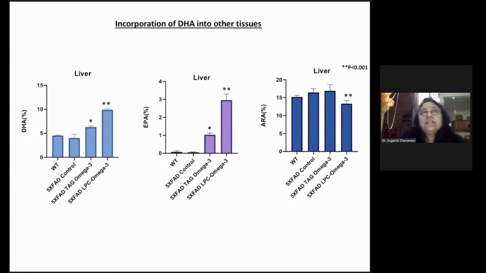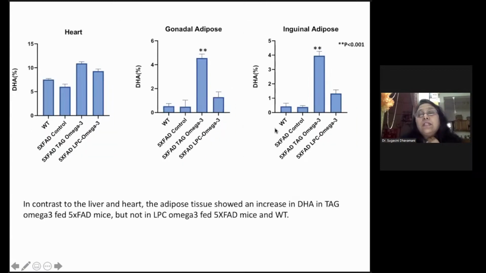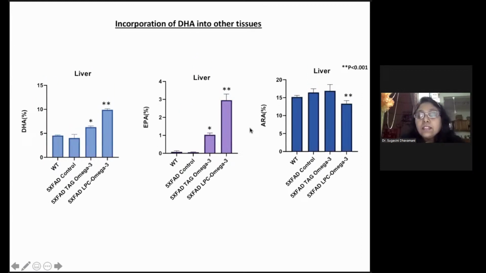A similar trend was followed in the liver. Here also the LPC omega-3 fed 5XFAD mice had significantly increased omega-3 fatty acids, both EPA and DHA, and it predominantly affects the arachidonic acid.